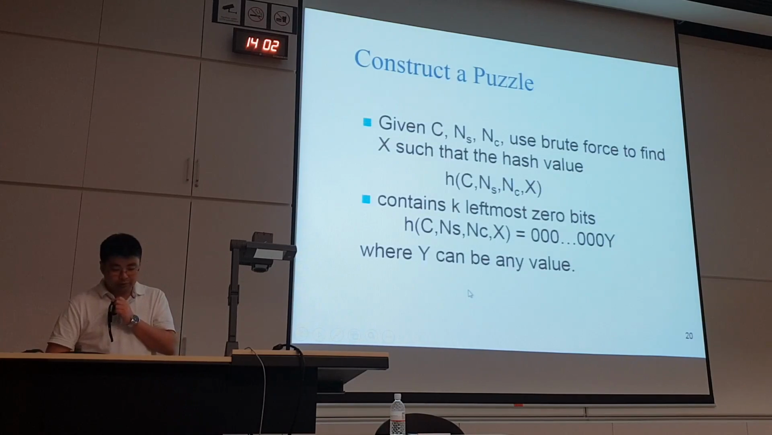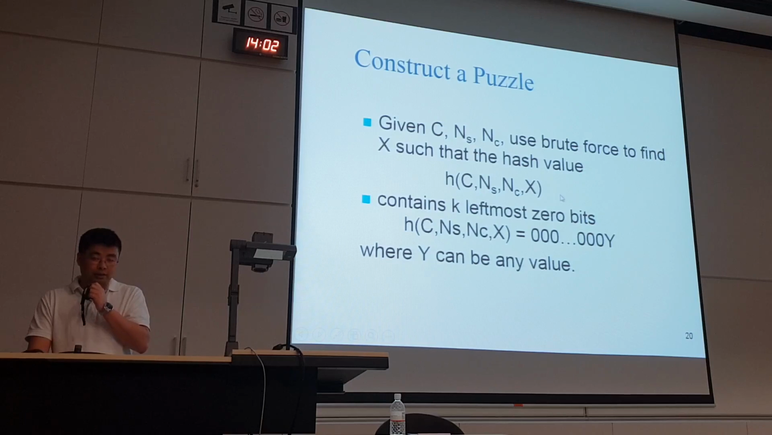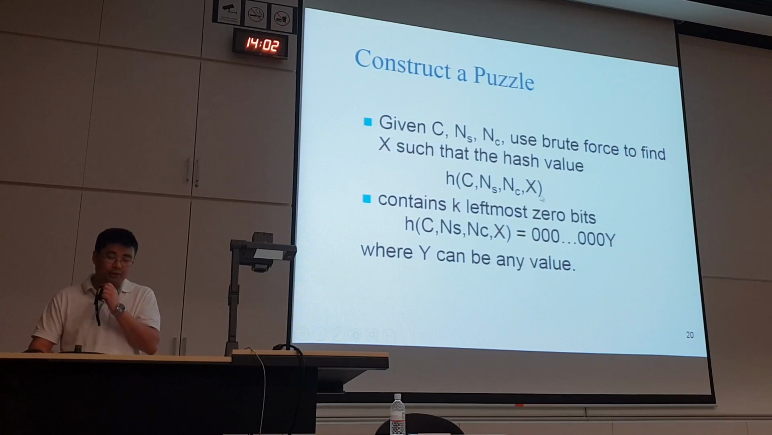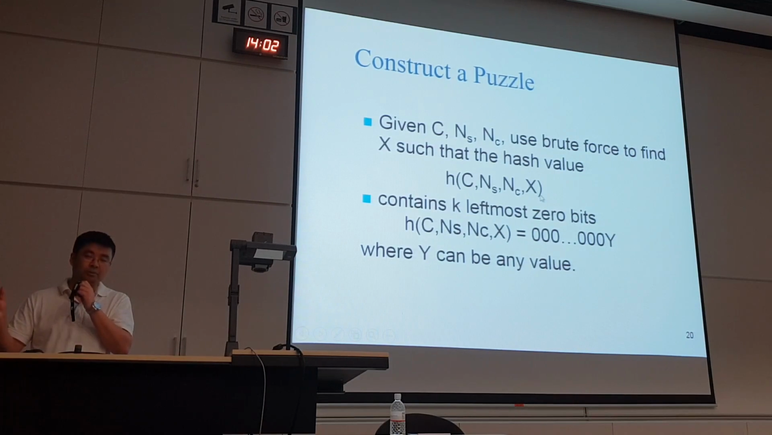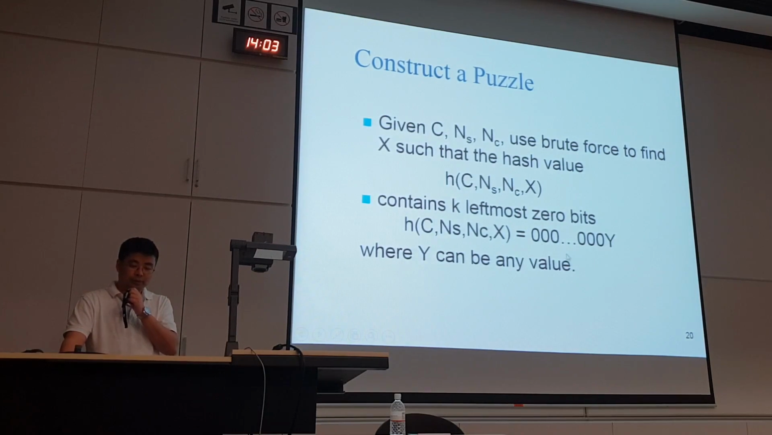So how does this client puzzle work? Essentially, as I said, the client needs to find an X, based on the client ID, the server nonce, and the client nonce, which will produce a special format hash output. The special format here is that you need to have K 0 bits at the beginning of the output. If you give an X which does not produce K 0 bits in front, then it will not be accepted.